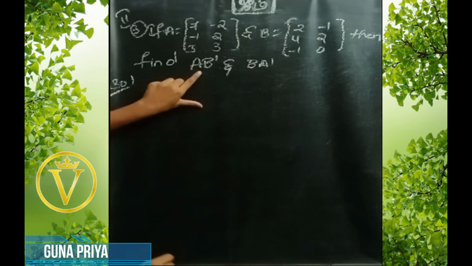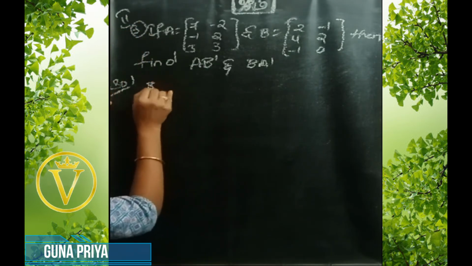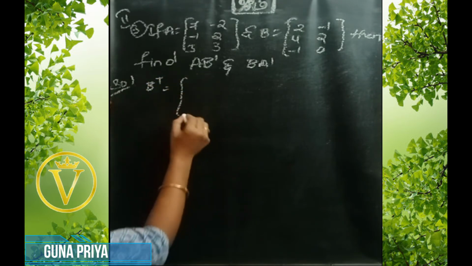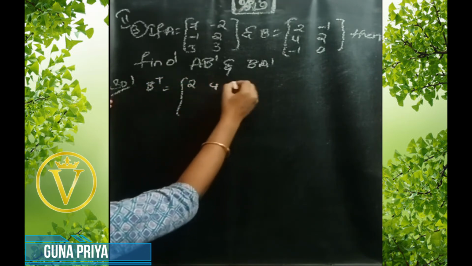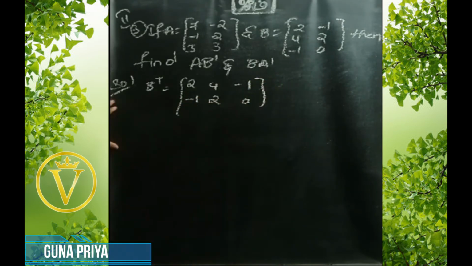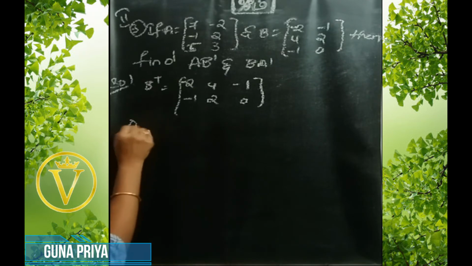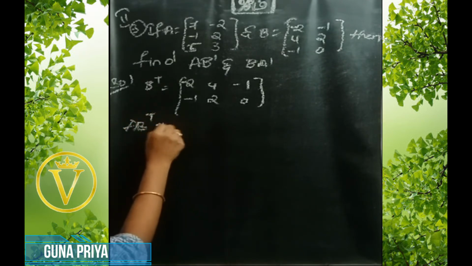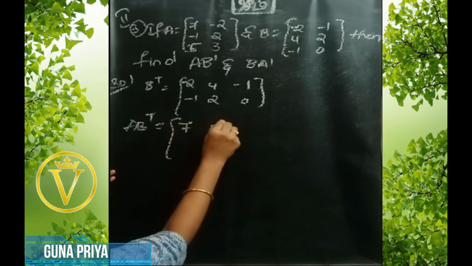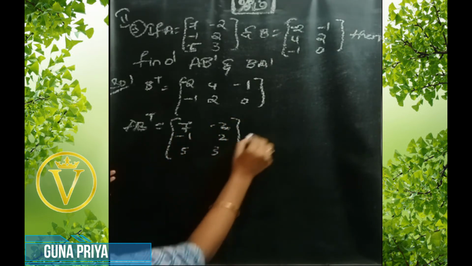Now first we have to find out A, B dash. Before going to find out A, B dash, first we have to find out B dash: 2, 4, minus 1, 2, 0. Now we have to do A, B transpose. First 7 minus 2 minus 1 2 5 3.